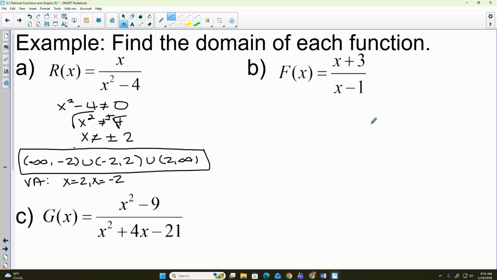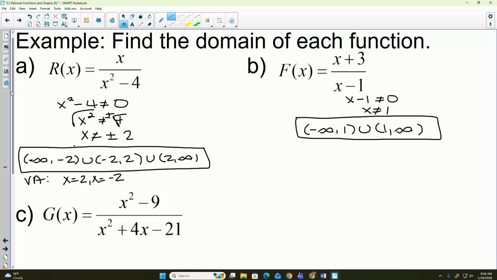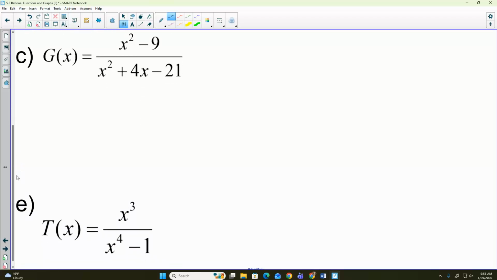All right, B, what's my domain? Union. Right, because x minus 1 can't be 0. So x can't be 1. So what do you think the vertical asymptote will be on this one? x equals 1 is our vertical asymptote. All right. You guys do C and D. See if you can tell me the domain on those 2.